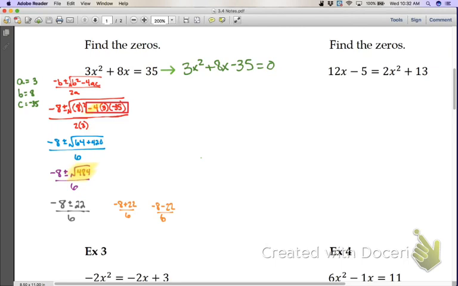So negative 8 plus 22 is going to be 14. 14 divided by 6, or 14 over 6, is going to reduce to 7/3. That's one of my answers. And then negative 8 minus 22 is negative 30. Divided by 6 is a negative 5. So my two solutions are 7/3 and negative 5.